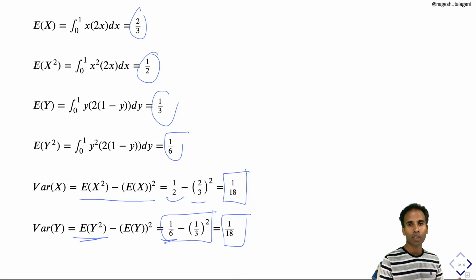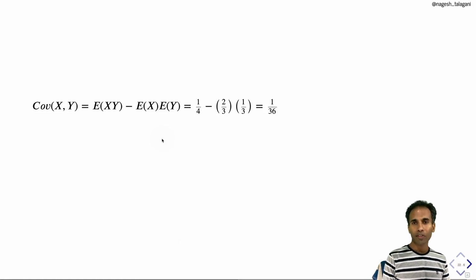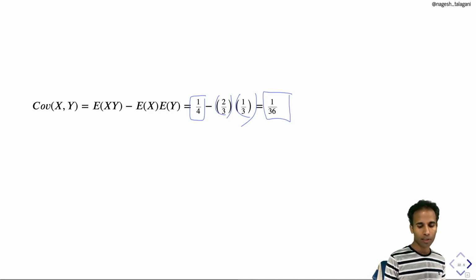Now we are in a position to find variance of 3x minus 2y. First let us compute covariance of xy, that is expectation of xy minus expectation of x times expectation of y. Expectation of xy we got 1 by 4, and expectation of x we got 2 by 3, expectation of y we got 1 by 3. This gets simplified to 1 by 36. The covariance of xy is 1 by 36.